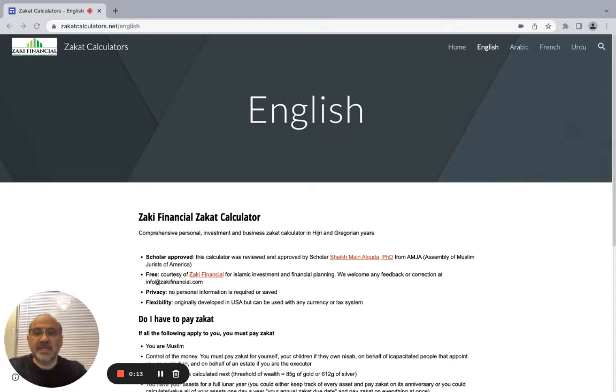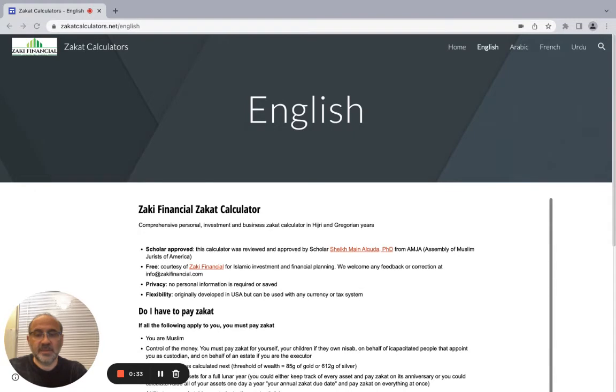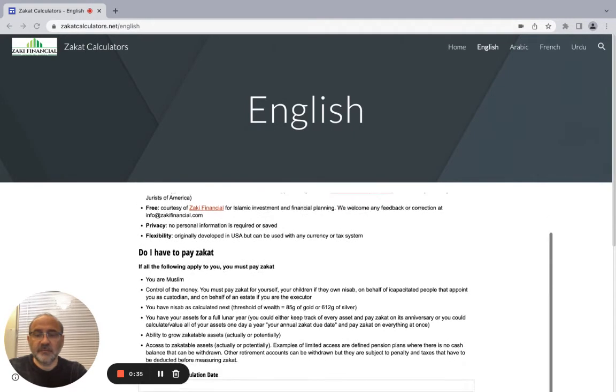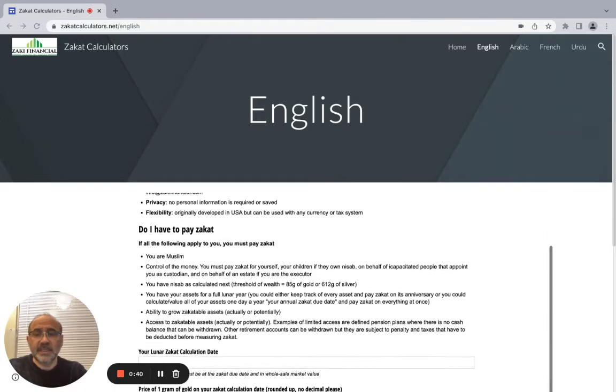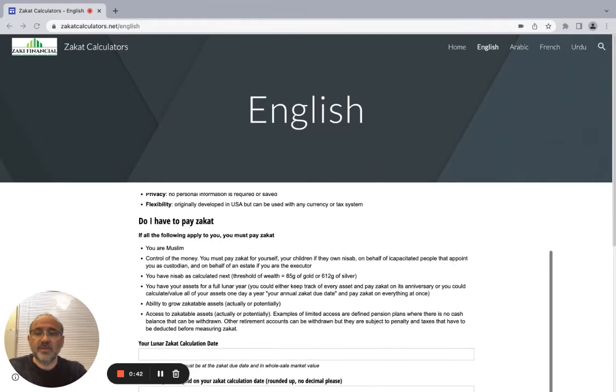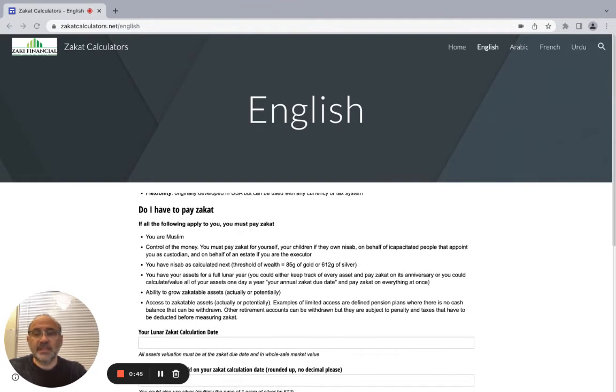The website address is zakatcalculators.net. It's available in English and Arabic, and it is reviewed and approved by Sheikh Man Al Qudat, very well known in the US for his Islamic finance experience. It's private. You don't have to enter any name or email. They do not collect any personal information. And you get the answer at the bottom, and you don't even have to submit. Anyway, so we start now with learning.